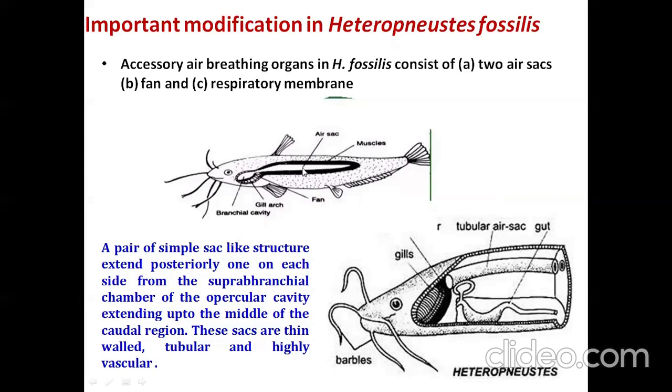And these sacs are very thin. You can see it is very thin in nature, thin walled, tubular. It looks like a tubular one and highly vascularized also. See the nature, how it is. In both the images you can see it clearly. Tubular air sac. The gut is present below the tubular air sac. See a tube-like structure.